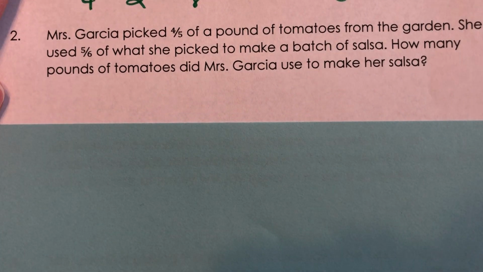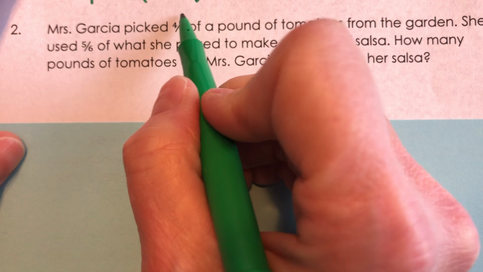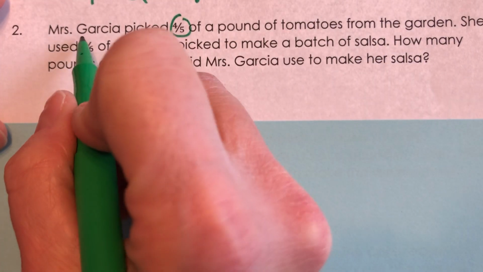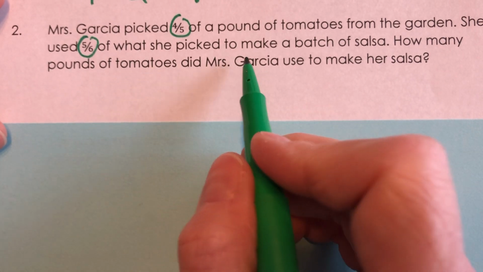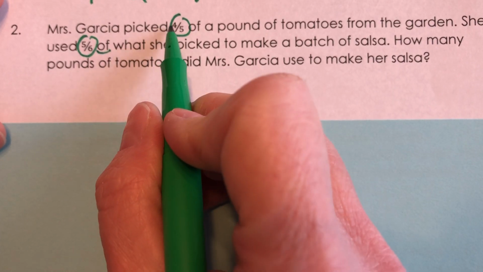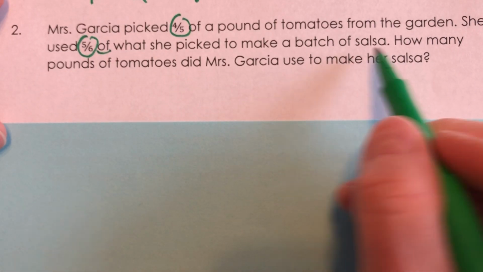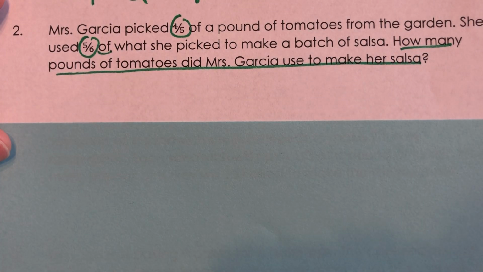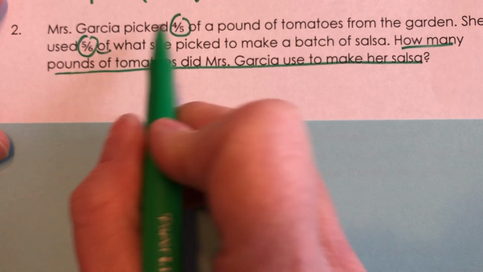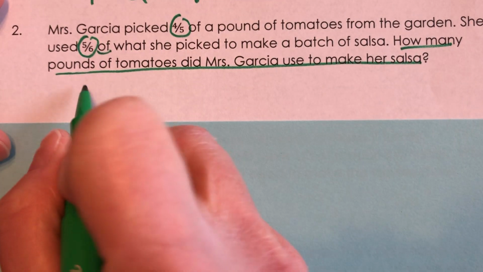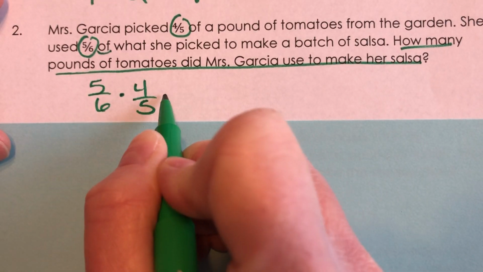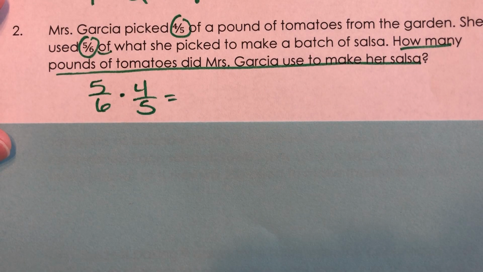Here's your next one. So same person here. Mrs. Garcia picked 4/5 of a pound of tomatoes from the garden. She used 5/6 of what she picked to make a batch of salsa. How many pounds of tomatoes did Mrs. Garcia use to make her salsa? Well, she used 5/6 of the 4/5. So 5/6 of 4/5. Solve it out.